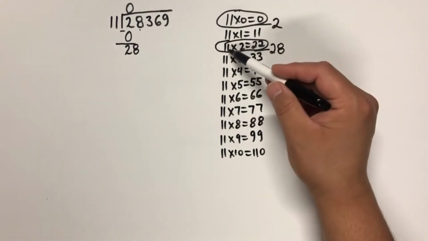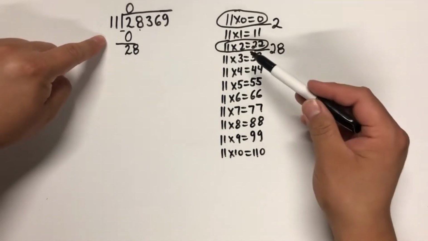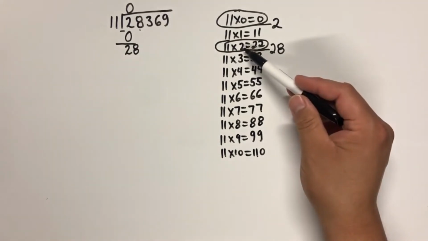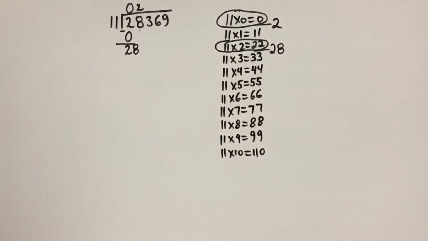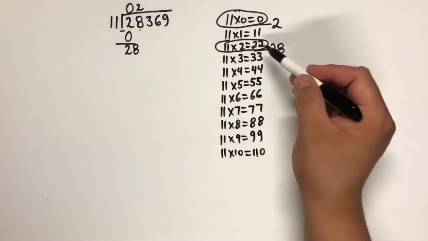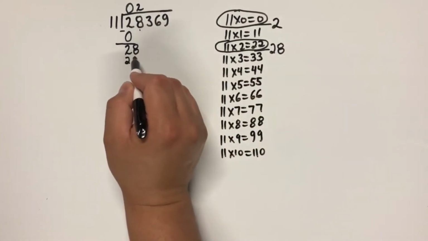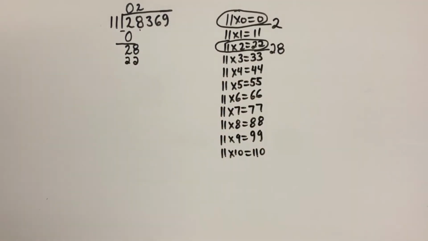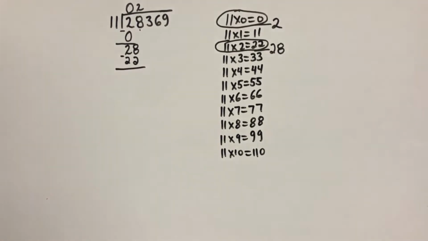This 11 right here is that 11 right there. That 2 right there goes on top of the number 8. There. And that 22 goes underneath the 28. And then I'm going to perform a subtraction of those two numbers. There. 28 minus 22 is 6.